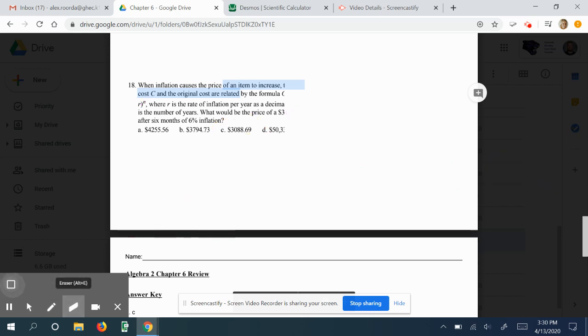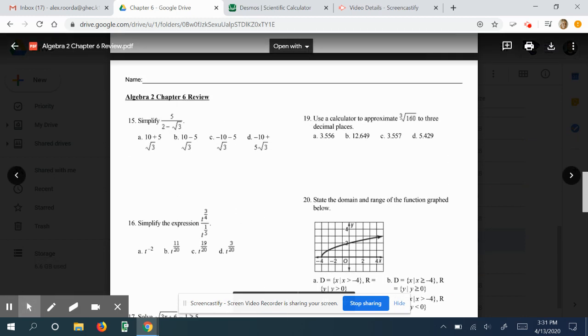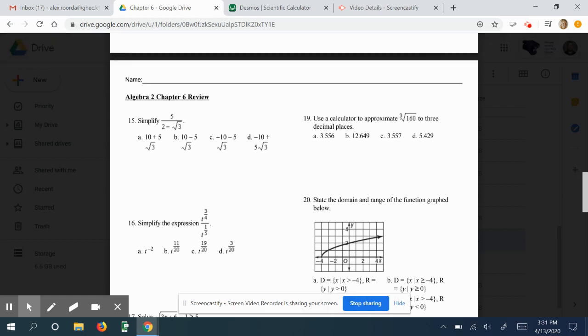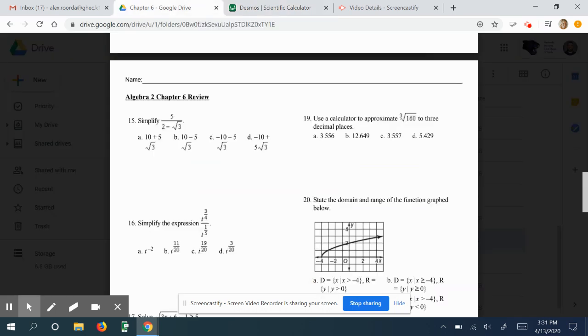Okay, all right, let's go check out the last two problems. Number 19. Number 19, it says use a calculator to approximate the third root of 160 to 3 decimal places. Hey, that's super easy. That's literally saying type it into your calculator and tell me what you get. Okay, so the third root of 160 is 5.4288, which rounds to 5.429. So D is the correct answer for that one.